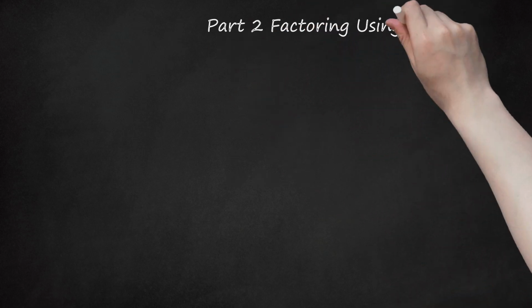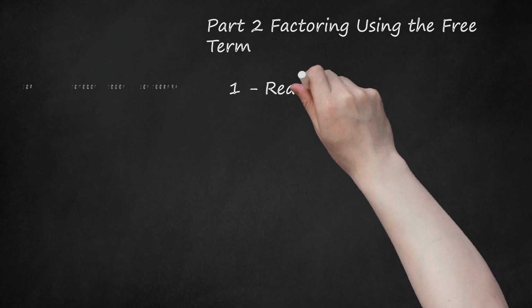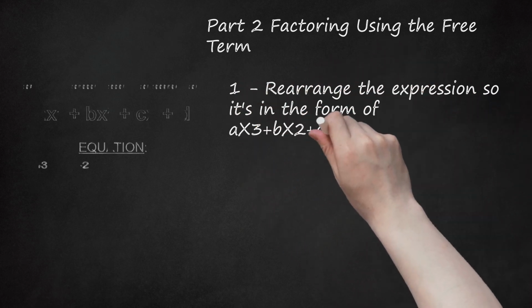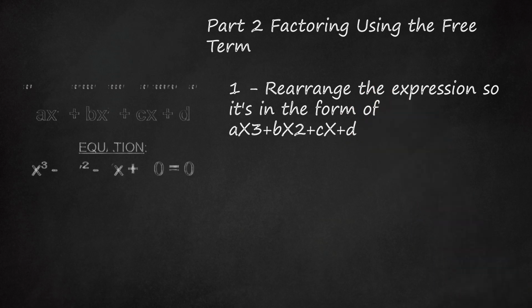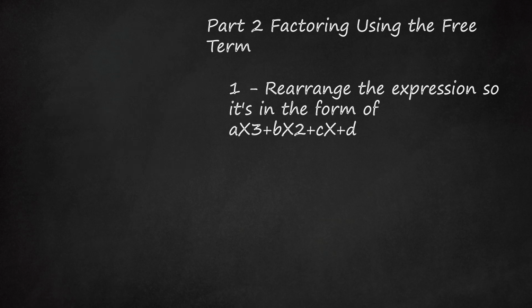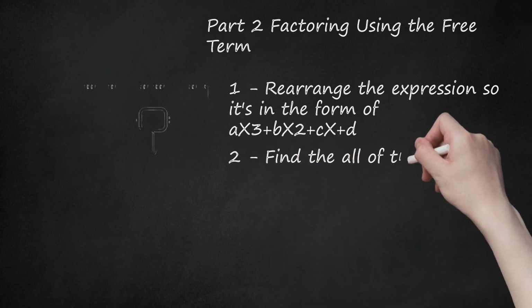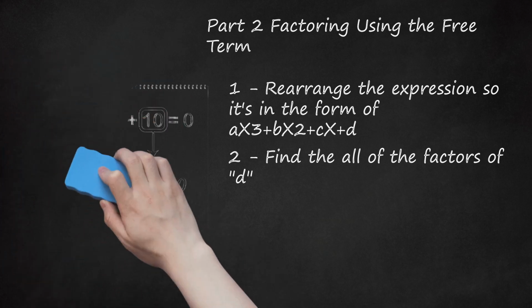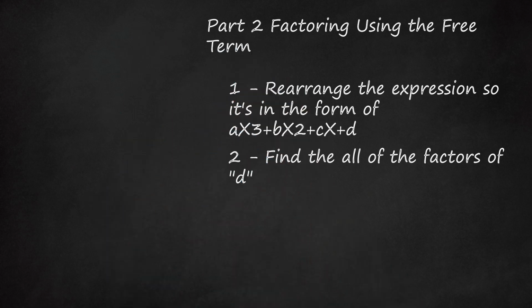Part 2, Factoring using the free term. 1. Rearrange the expression so it's in the form of x³ + bx² + cx + d. Let's say you're working with the equation x³ + 4x² + 7x + 10 = 0. 2. Find all of the factors of d. The constant d is the number that doesn't have any variables, such as x, next to it. Factors are the numbers you can multiply together to get another number. In your case, the factors of 10, or d, are 1, 2, 5, and 10.